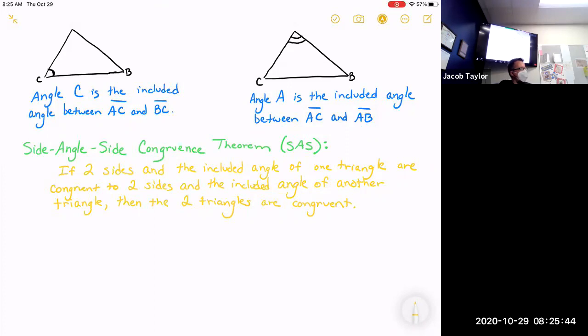Plus, if it's not the included angle in between the two, then it spells a naughty word, and you know we'd never write that in math class. The angle must be between the two sides. If it's not the included angle, it does not meet this congruence theorem.